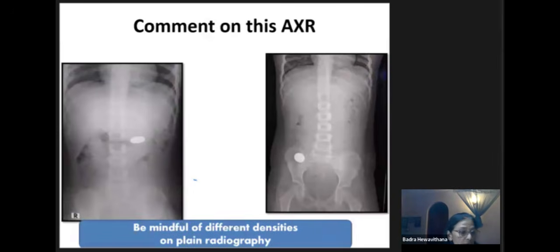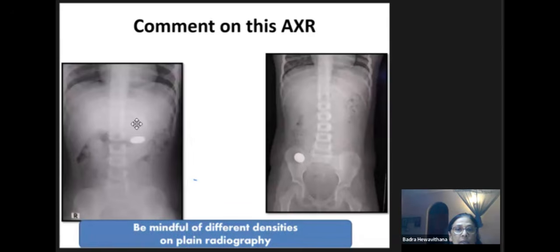What about this one? What is this? So I am into this nowadays after retirement, mindfulness. Be mindful of different densities on plain radiography. I showed you before the gas density, fat density, and also. What density is this one? It is the same patient. You can see even the fecal matter, same. So this is a metallic density. Nice smooth margin, metallic density.